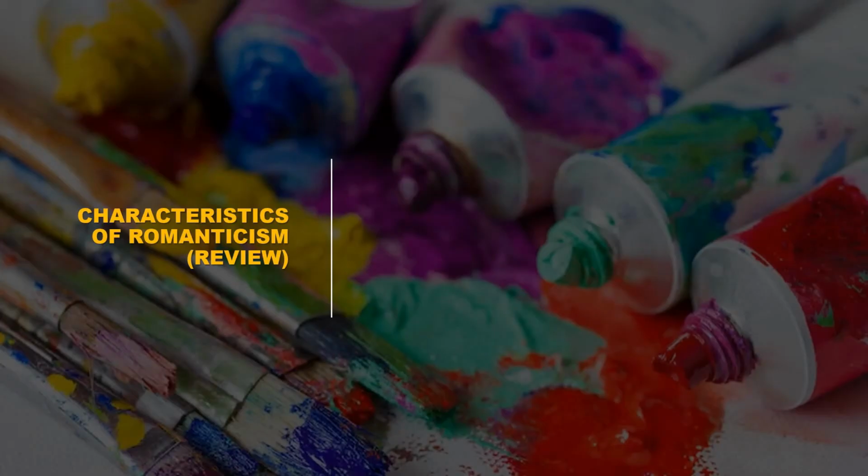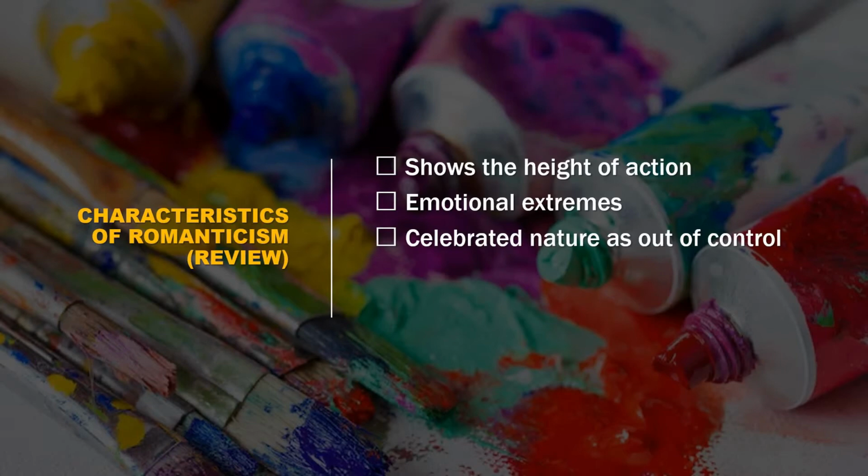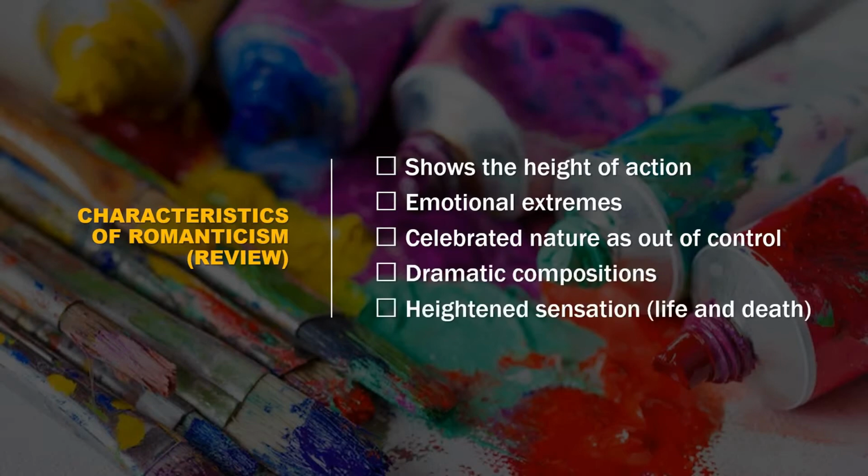Now, here are the characteristics of Romanticism. It shows the height of action, emotional extremes, and celebrated nature as out of control. We have dramatic compositions and heightened sensation. This is life and death.